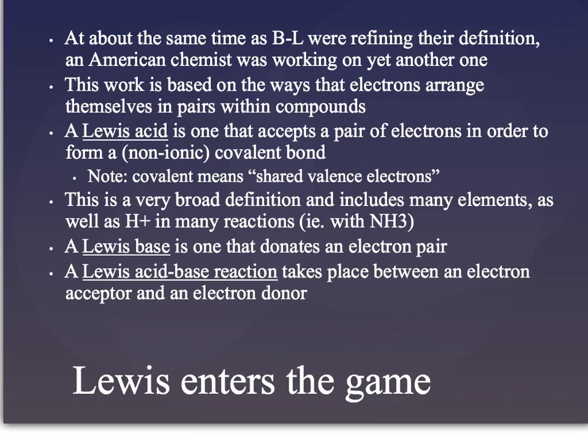Okay, our final definition for acids and bases comes from an American gentleman by the last name of Lewis. He was working in chemistry at about the same time as Bronsted and Lowry in the mid-1920s. He, however, is known mostly for his work with electrons. He came up with a model called the Lewis dot structure. His model represents where electrons are found at any given time in space relative to the nucleus of the atom.